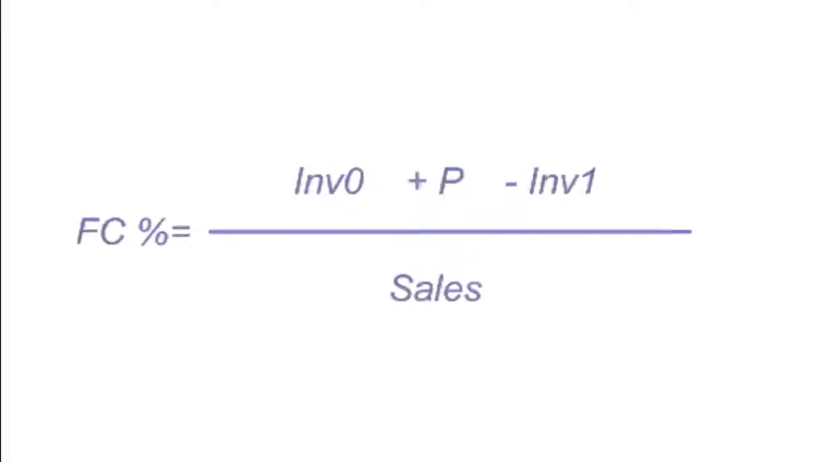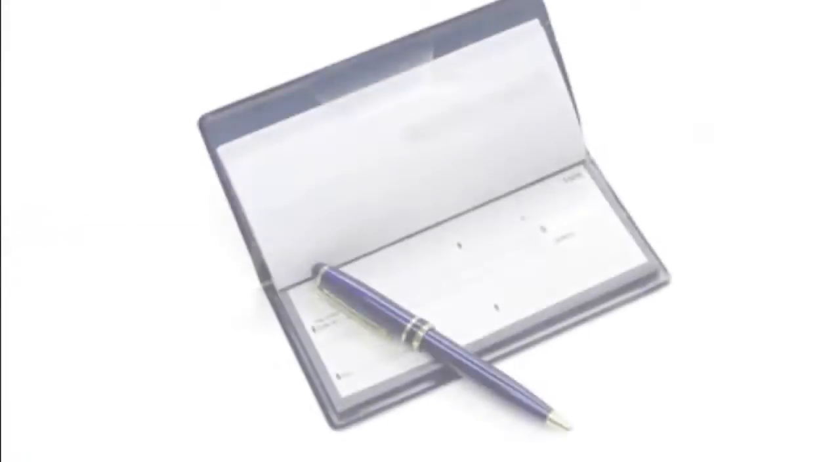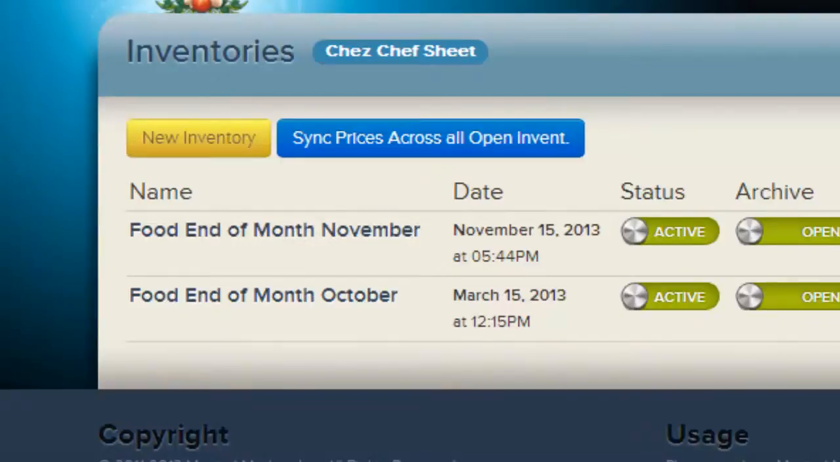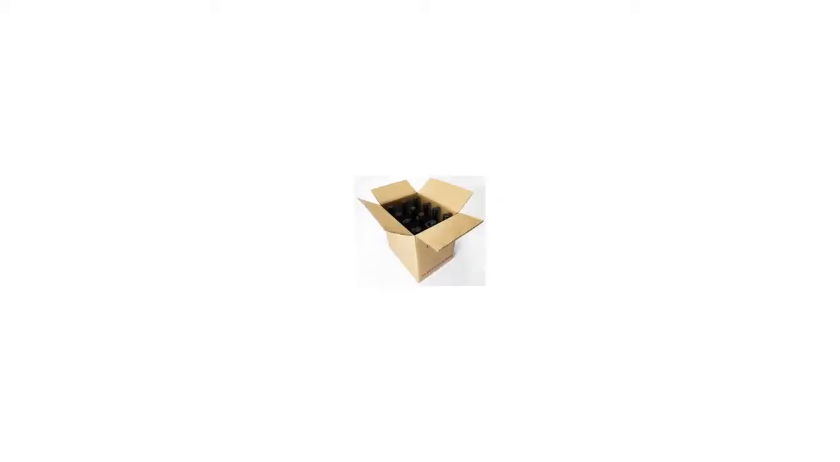Starting inventory plus purchases minus ending inventory is a very important formula for restaurants. Your checkbook or bookkeeper can tell you how much you spent on products during a month or a given period. By adding an inventory taken at the start and the end of each period, you can tell the important number of how much you consumed. Using Chef Sheet's consumption report, you can see how much of each inventory item you consumed during a given period.